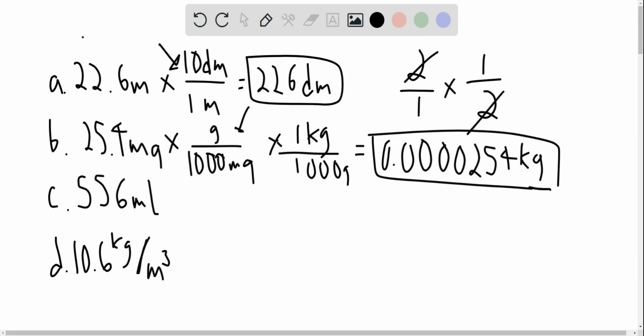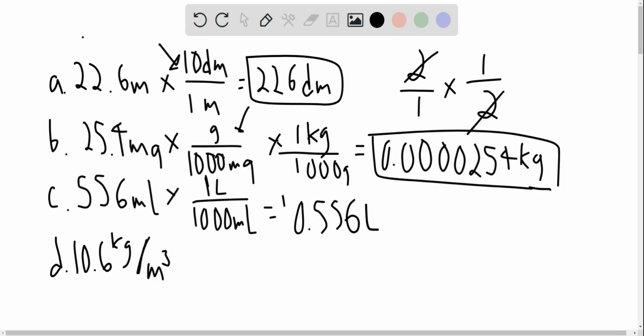Now let's look at this next part here. 556 milliliters. This is pretty similar to the last one in terms of the milligram to gram conversion. So milliliter, we want to convert to liters. How many milliliters are in 1 liter? 1,000, right? And again, we put it on the bottom because we want the units to cancel out. So it'll be 1,000 milliliters on the bottom, and then 1 liter on top because we're converting it to liters. We just plug this in, and you should get 0.556 liters. Simple, easy.